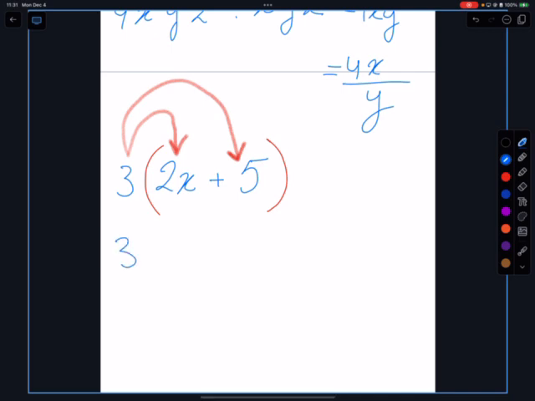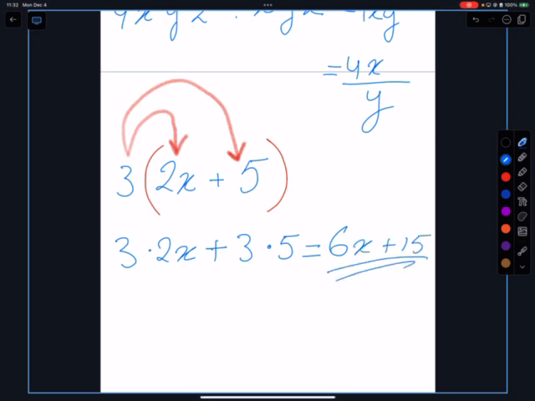So the first thing is 3 multiplied by 2x. And then the next one, remember there's an addition sign, so add 3 times 5. So what is your answer? 3 times 2x is 6x, add 15. That's your final answer. Now, let's make it more complicated.